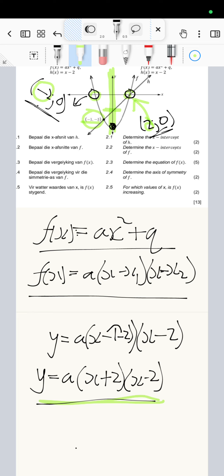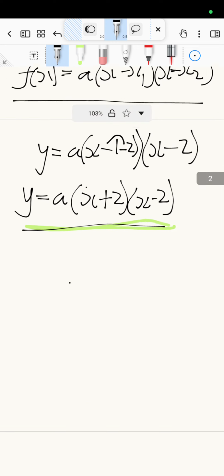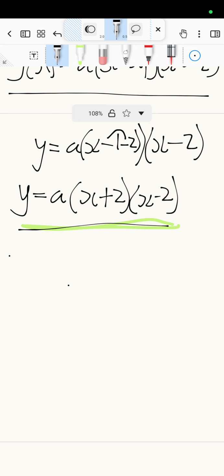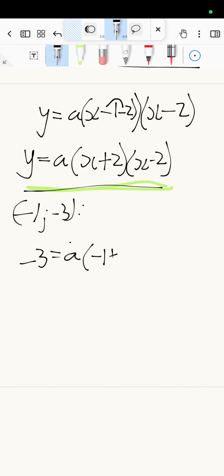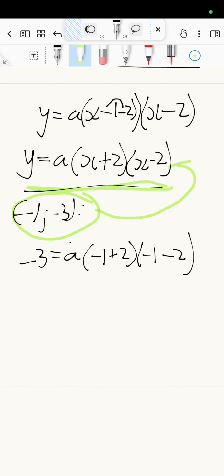So let's go substitute that. It's minus 1 and minus 3. We're going to substitute minus 1 and minus 3. Minus 1, minus 3, that's right. So we're going to say minus 3, which is a y value, equals a. We want to find a. x is going to be minus 1 plus 2 from our equation, minus 1 minus 2. So what did I just do? I took this coordinate that we had, and I put it into this equation. So instead of y, you've got your minus 3. A we want to find, and instead of x, you have your minus 1.